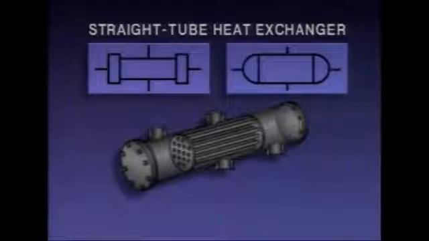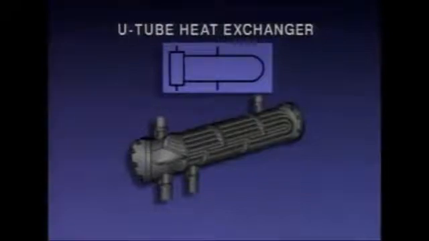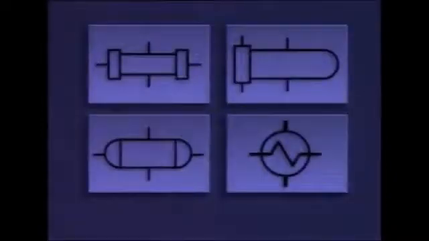These symbols are often used to represent a straight tube, shell and tube heat exchanger. This symbol represents a U-tube shell and tube heat exchanger. You may see this symbol used to represent either type of heat exchanger. Each of these symbols has lines that represent the inlet and outlet for the two flow paths through the heat exchanger. One pair of lines represents flow through the tubes in the heat exchanger, and the other represents flow through the shell around the tubes.